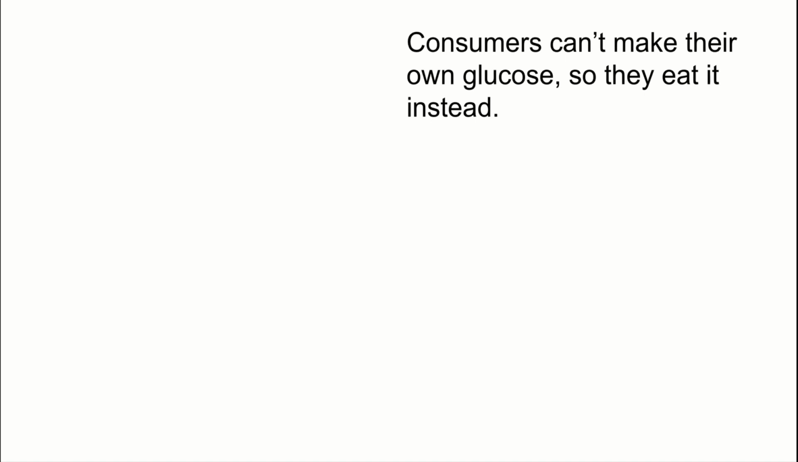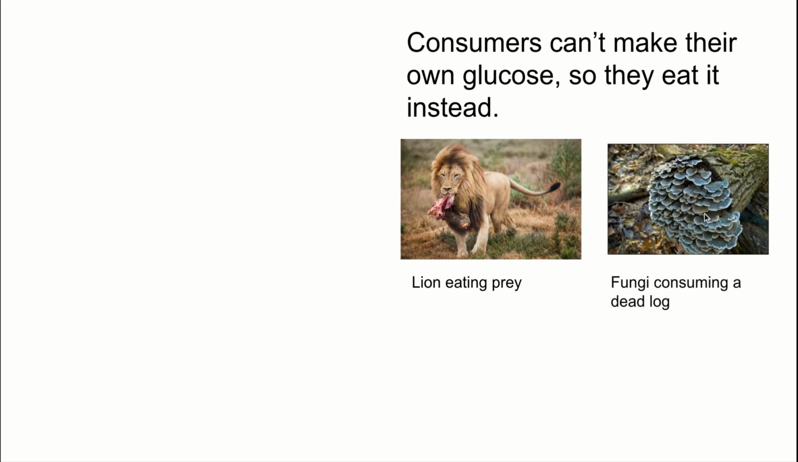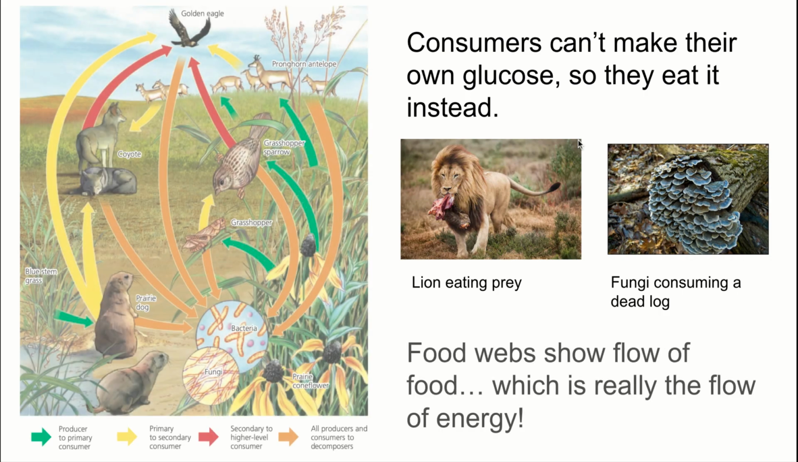Finally, let's connect this back to Unit 1 with food webs. Think about consumers. So we have producers, plants that make their own food through photosynthesis, and consumers, animals and fungi. Consumers can't make their own glucose, so they eat it instead. We've got a lion eating some prey. It's eating another animal, but that animal ate plants before this. And we've got a fungus consuming, eating a dead log. In both of these cases, these are consumers eating food to get access to some glucose.